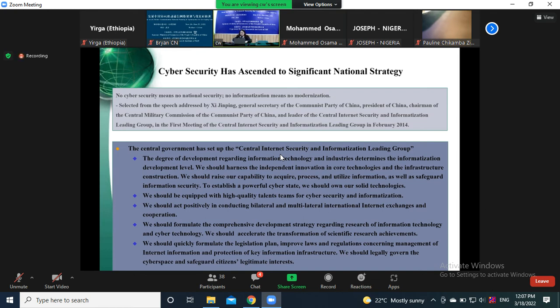And also I want to show something about our country. In our country we are developing networks, and different cities have begun to construct their smart cities and digital cities. So in these ways, network security is very important.